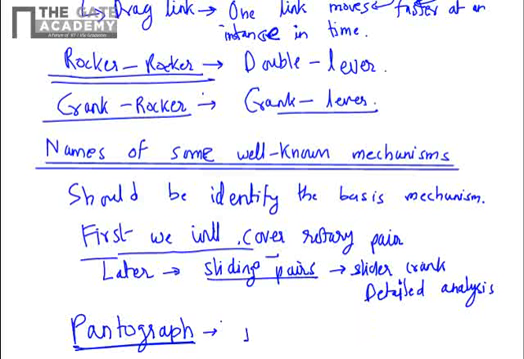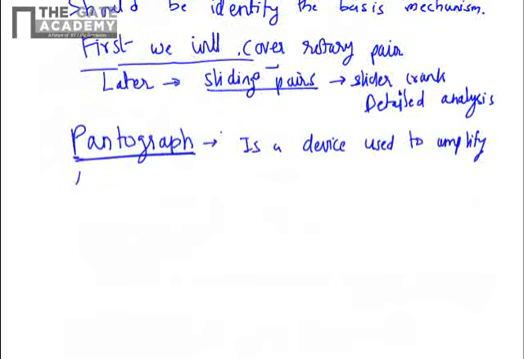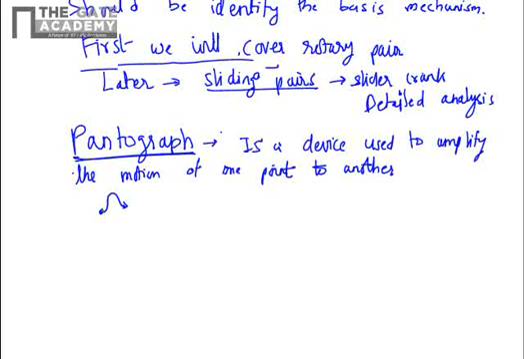Pantograph is a device used to amplify the motion of one point to another. So this is a mechanical amplification. Suppose you know some particular kind of motion of a point, and then you want to amplify it to a larger scale. Then this mechanism is used.